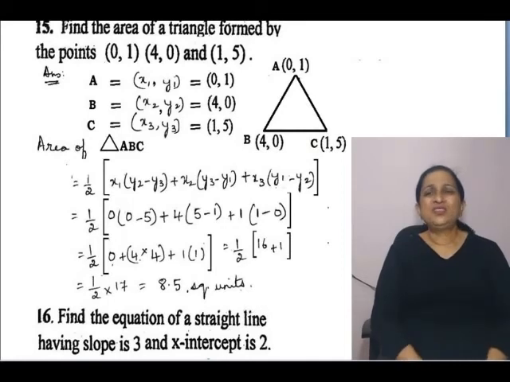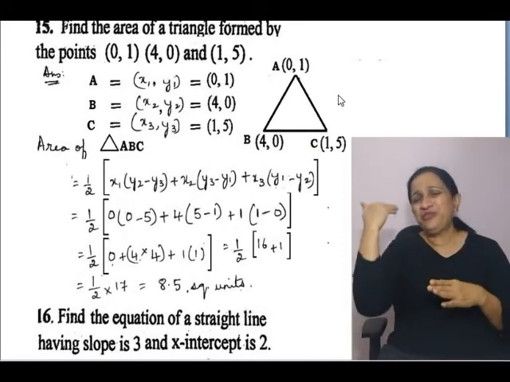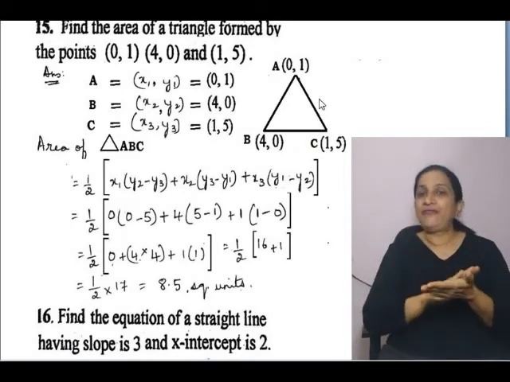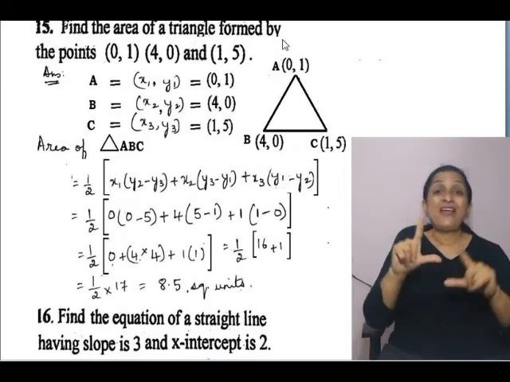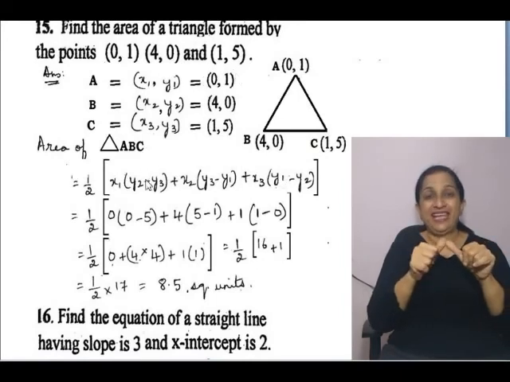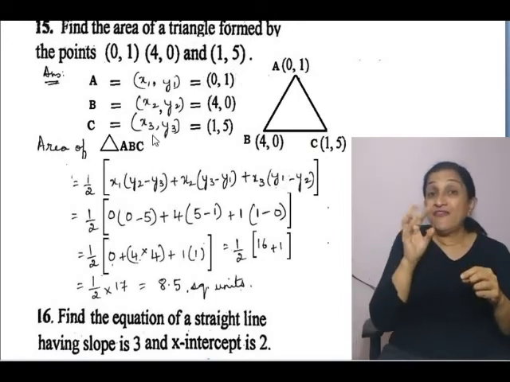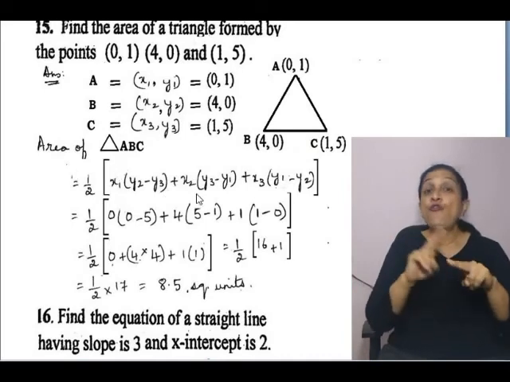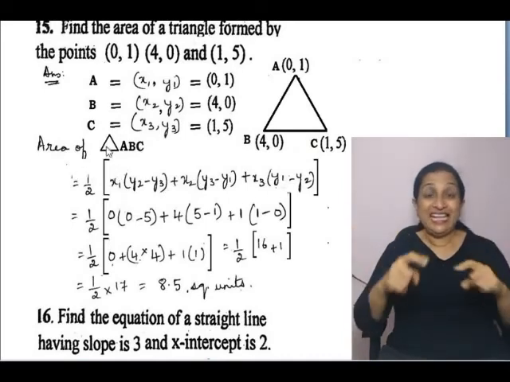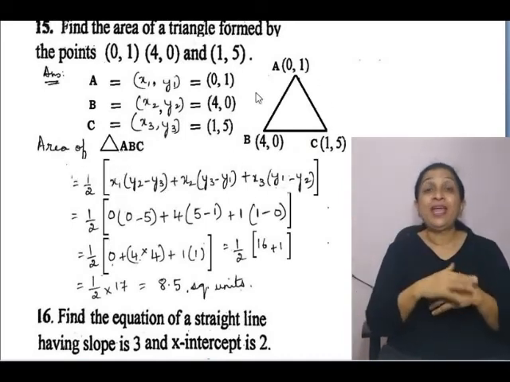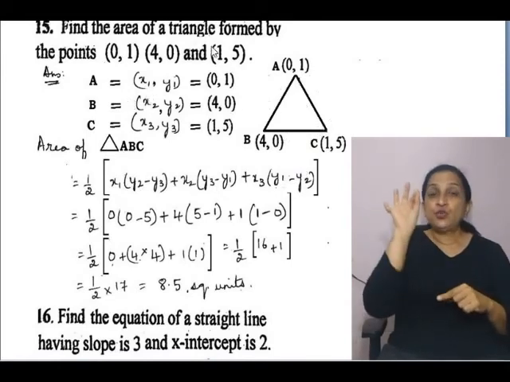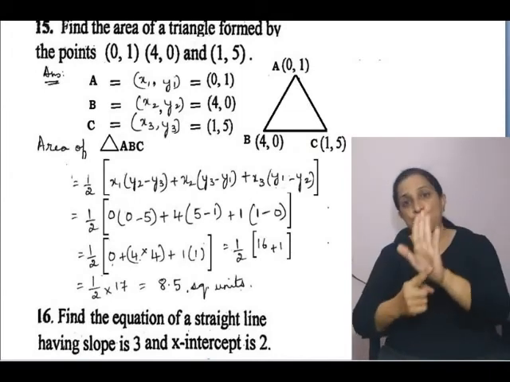The 15th is also a little lengthy, but this is what you have done already at SSLC level. Find the area of a triangle formed by this. You have to put a matrix of this type. Sorry, you have to put an equation like this. This is the area of the triangle for this problem from coordinate geometry. These are the 3 vertices of the triangle.